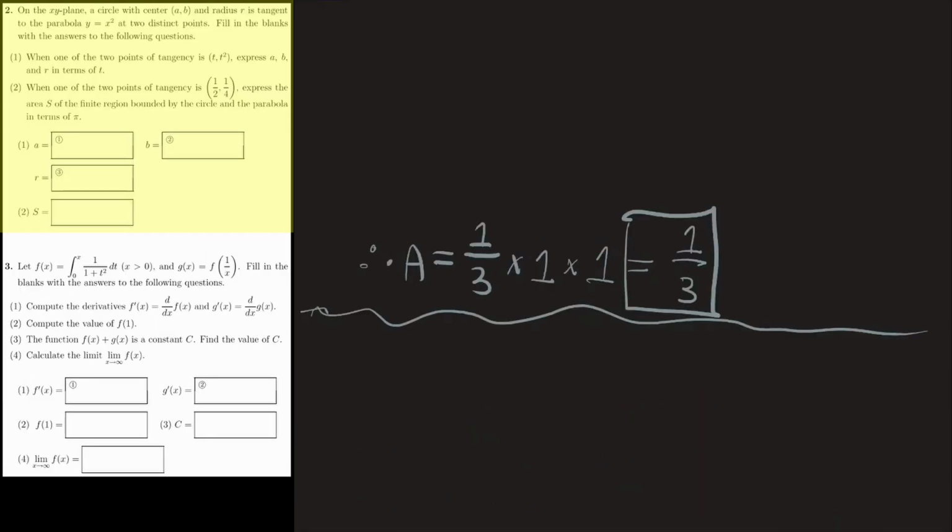So next is the section 2 question, which says, on the xy plane, a circle with center (a, b) and radius r is tangent to the parabola y equals x squared at 2 distinct points. Fill in the blanks with the answers to the following questions. First is, when one of the 2 points of tangency is (t, t squared), express a, b, and r in terms of t.